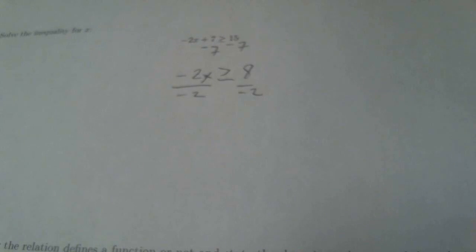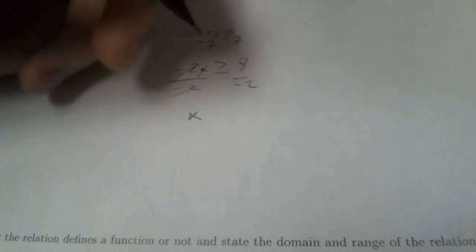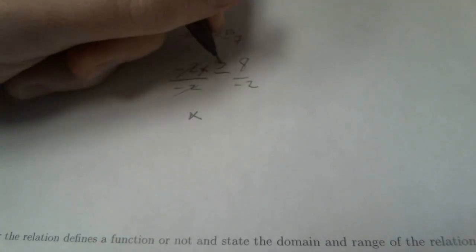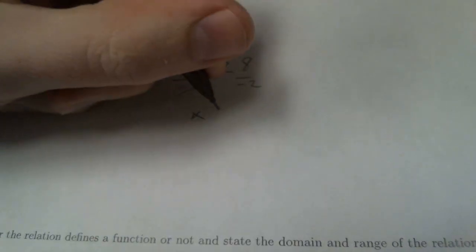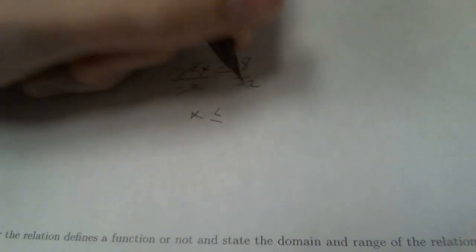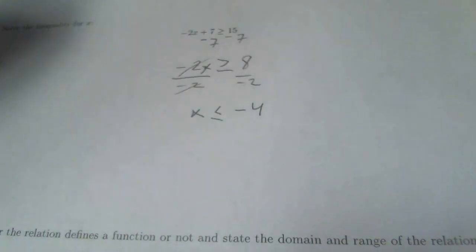Now the difference between solving an inequality and solving an equation comes at this point. If you multiply or divide by a negative number, you have to remember to flip the inequality symbol. So what we're going to be left with is x, and then we flip this inequality symbol. Instead of greater than or equal to, it's going to be less than or equal to. And 8 divided by negative 2 is going to be negative 4.